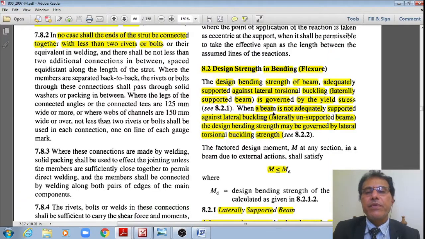Please make a note, right? But for such a case, if it is adequately supported against lateral torsional buckling, then this is what is called a laterally supported beam, governed by the yield stress only. However, if the beam is not adequately supported against lateral buckling, meaning it is a laterally unsupported beam, then the design bending strength may be governed by lateral torsional buckling. However, if it is a laterally supported beam, then the design strength is just governed by the yield stress.